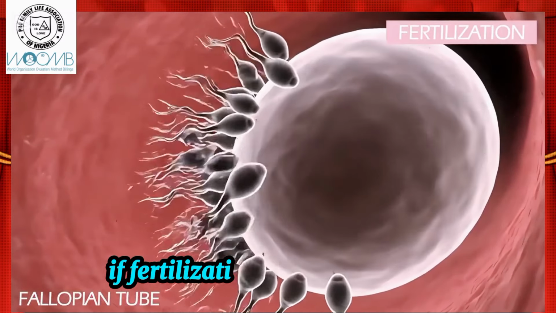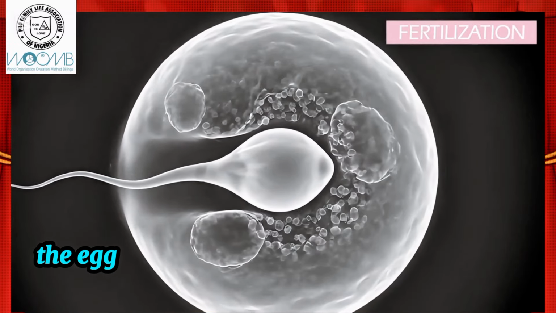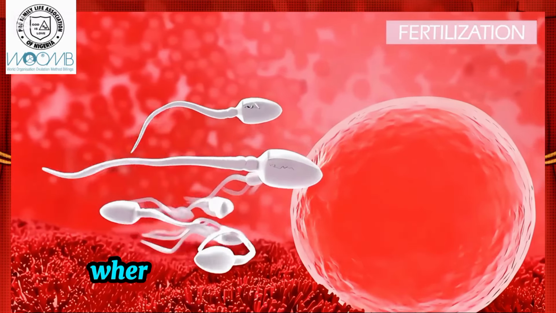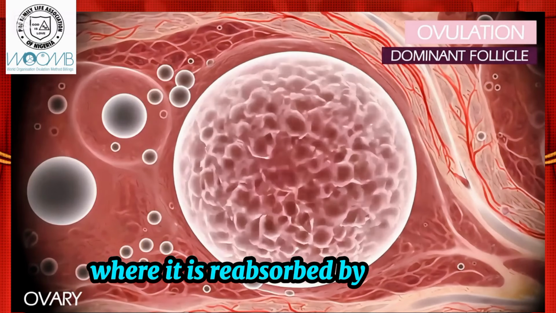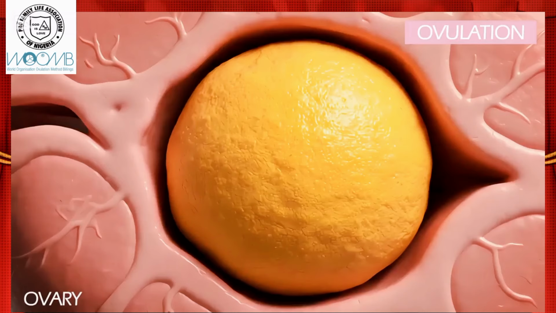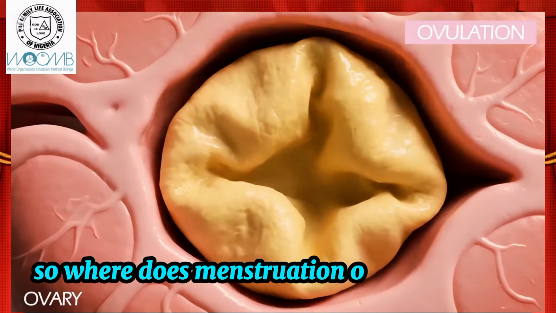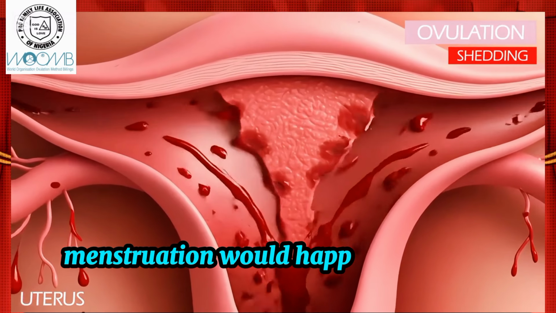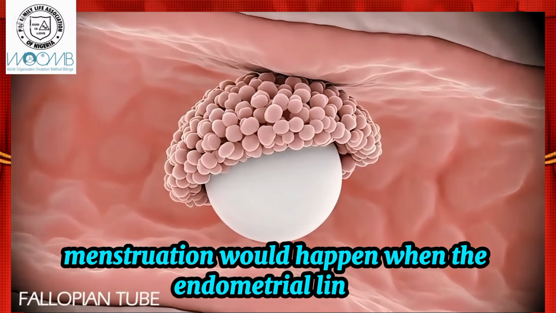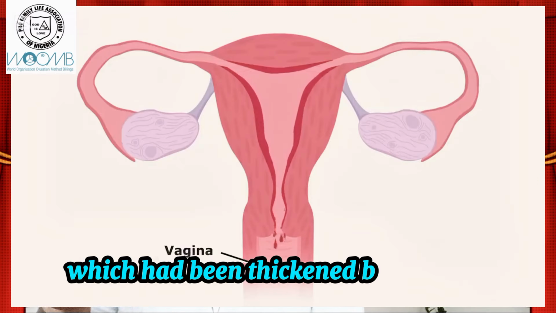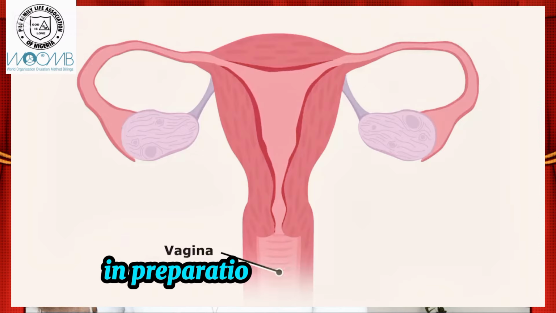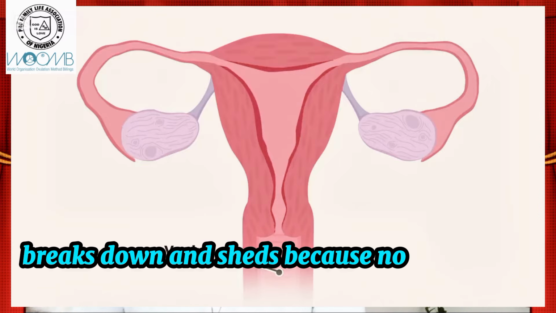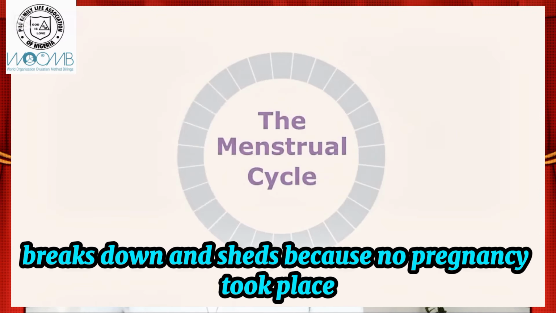If fertilization does not happen, the egg will continue its movement into the uterus where it is reabsorbed by the body. So where does menstruation occur here? Later, menstruation would happen when the endometrial lining, which had been thickened by estrogen in preparation for implantation, breaks down and sheds because no pregnancy took place.